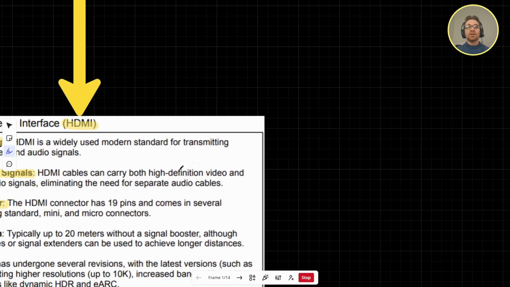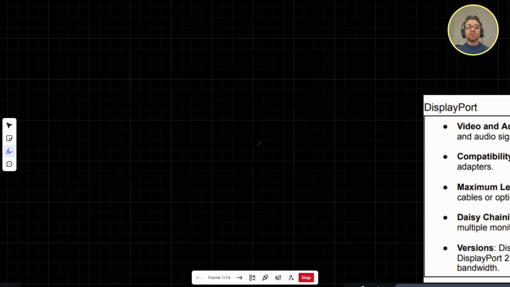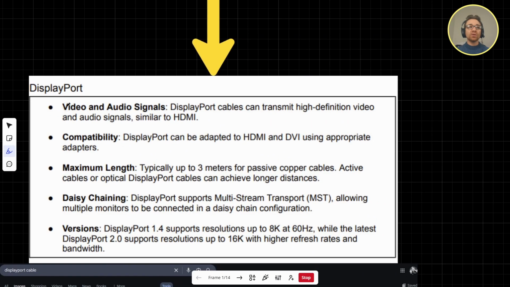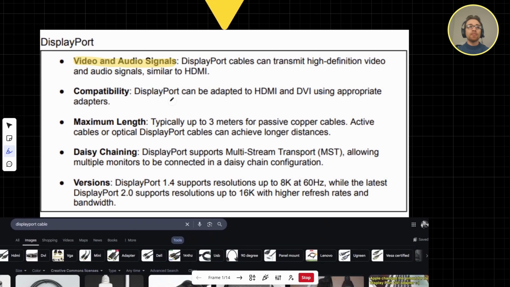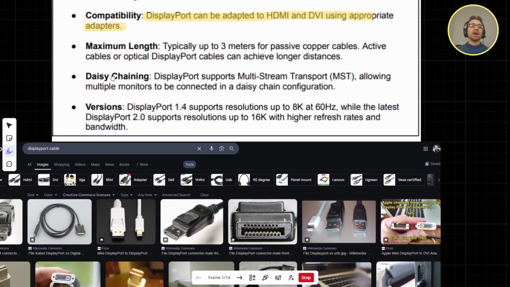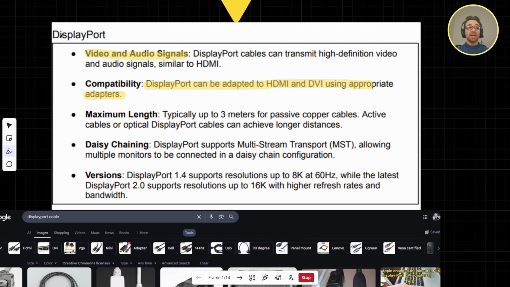Now, DisplayPort, on the other hand, also does video and audio signals. It can be adapted to HDMI and DVI using any available adapters, as most cables can. That applies to most of them. Now, the key giveaway with the DisplayPort is its ability to daisy chain.